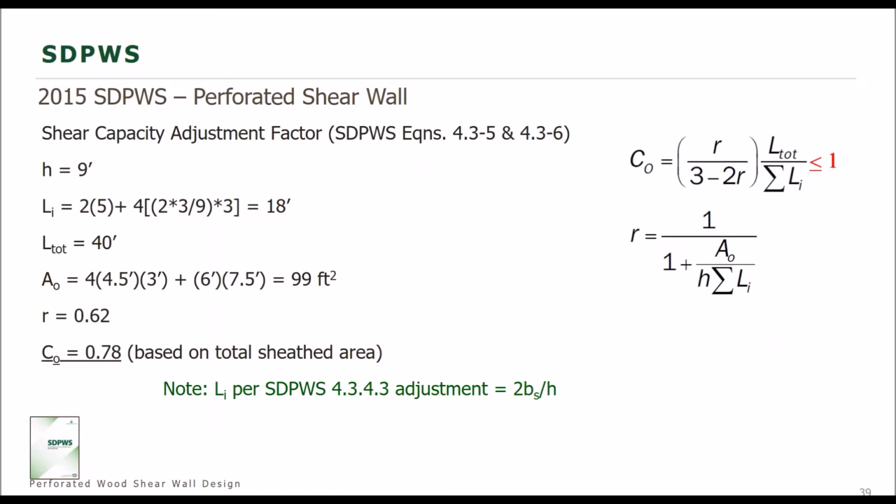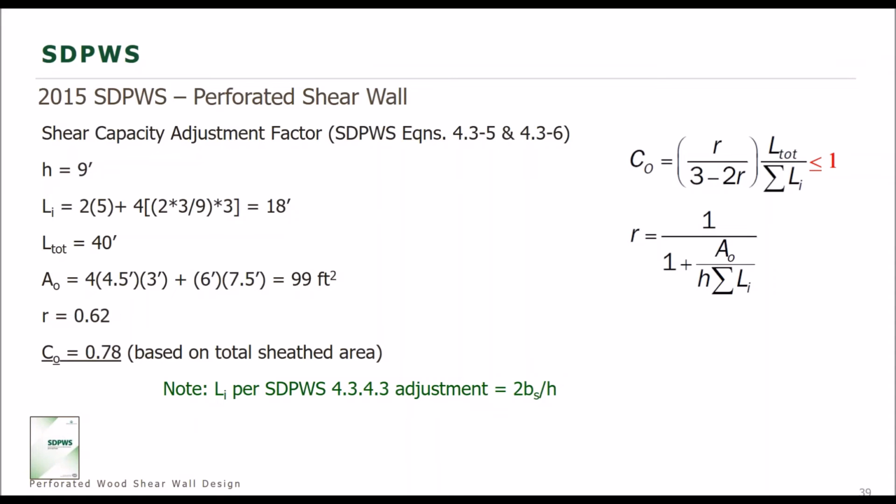So I talked about this C sub O factor earlier, and how in the WFCM engineered chapter, we use the tabulated values for C sub O. We are also able to use SPDWS equations 4.3-5 and 4.3-6 to calculate a C sub O. And the difference between the tabulated approach and the calculated approach is that the tabulated approach assumes that every opening in that wall is the same size as your maximum opening size.